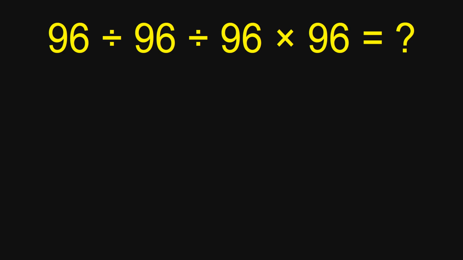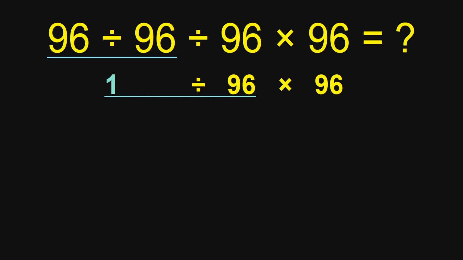And now let's start our solution. So first we do this division. We have 96 divided by 96, which equals 1. Now our problem became 1 divided by 96 times 96. So we have to work from left to right. 1 divided by 96, which can be written as 1 over 96 times 96.